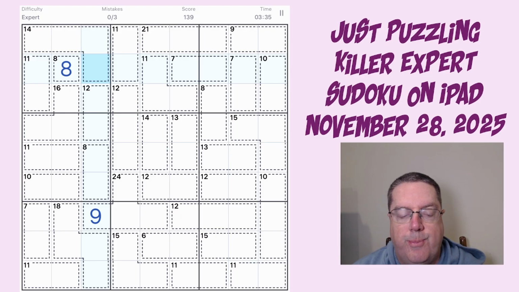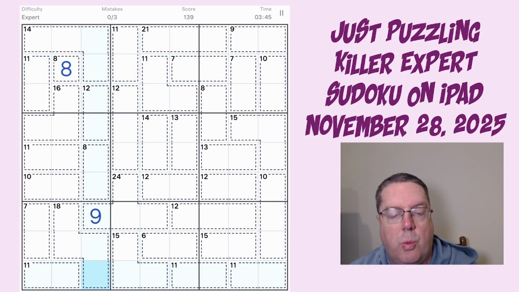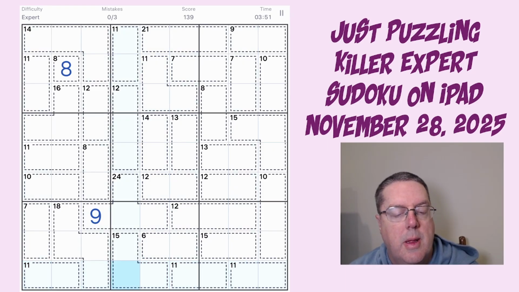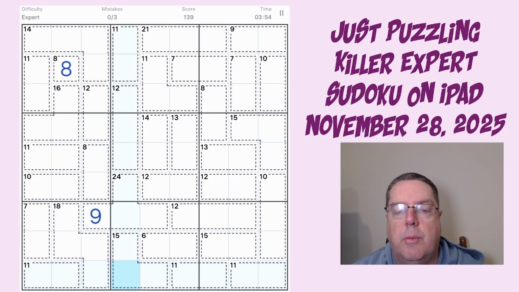Okay. 2, 11. And 11. So 33 there. So these three are going to add up to 12. Because 11 plus 11 plus 11 is 33, that means 12 gets me to 45, but not a huge amount of help.